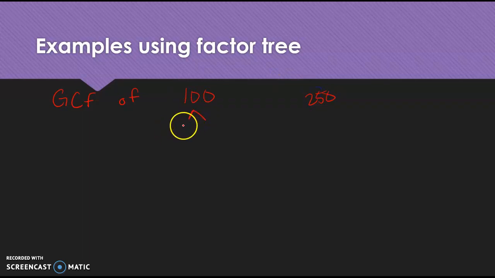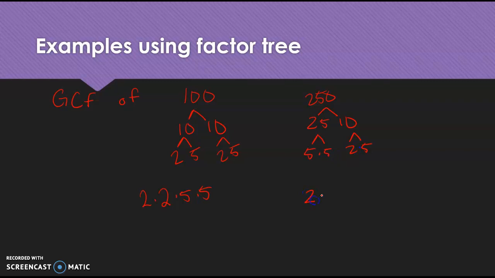So 100, I'm going to go with 10 times 10, right? And then I know that these are 2 and 5, both of them. So now my prime factors are 2 times 2 times 5 times 5. Do you have to write them out, or can you just leave them like this? The answer is yes. Either way. All right, 250. I know that that is 25 and 10 because it ends in a 0, so it's divisible by 10. So 25 is 5 times 5, and 10 is 2 times 5. So now I have 2 times 5 times 5 times 5.